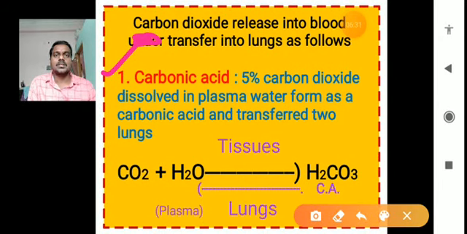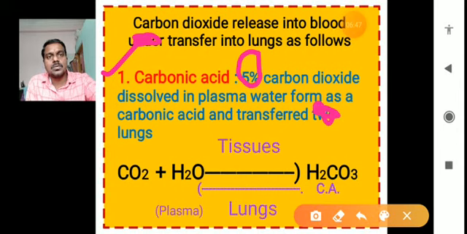So carbon dioxide forms carbonic acid in only 5%. The 5% of carbon dioxide is dissolved in plasma water, forms carbonic acid, and is transferred to the lungs. Right? So that means 5% of the carbon dioxide. When the cell releases carbon dioxide, that carbon dioxide is dissolved in the plasma water.